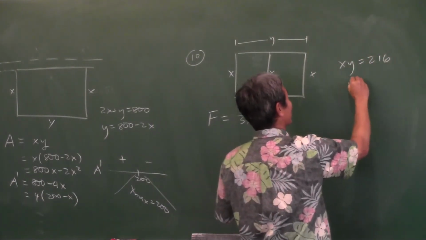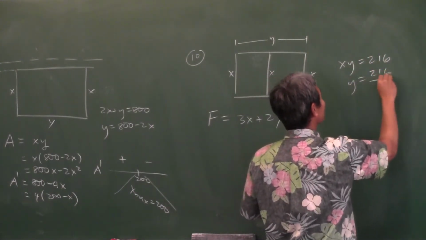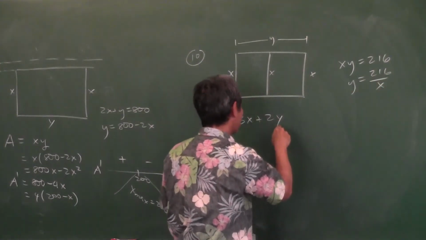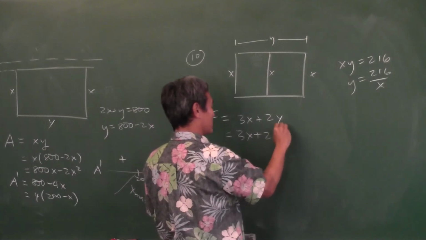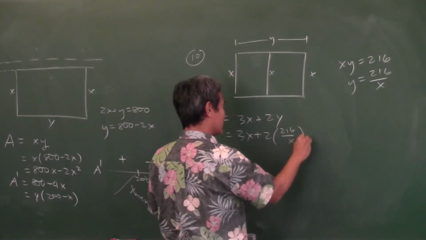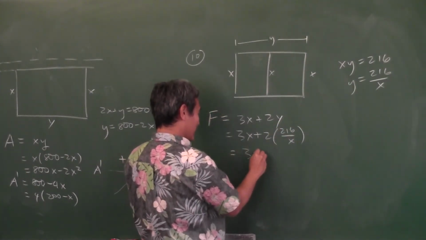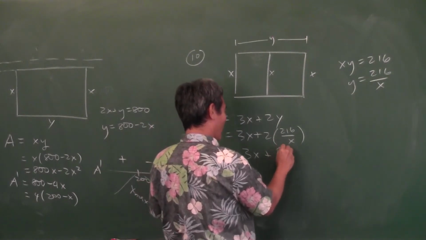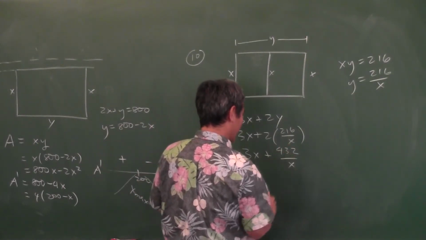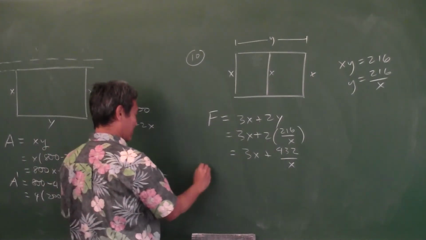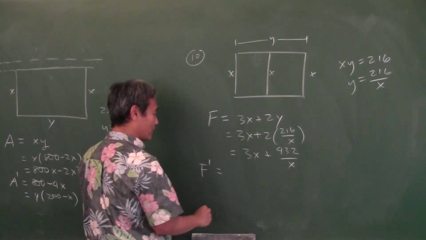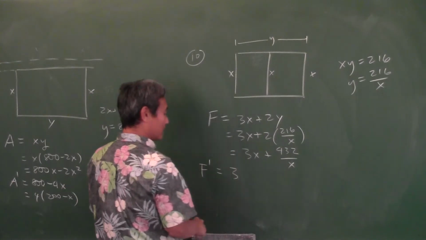Solve for one of the variables. Y equals 216 over x. And plug it in right there. So you get 3x plus 2 times 216 over x. And then simplify that: 3x plus 432 over x. Okay, now the derivative gets a little more challenging. Take the derivative. I'll do the first one. 3. Who's got the second one?